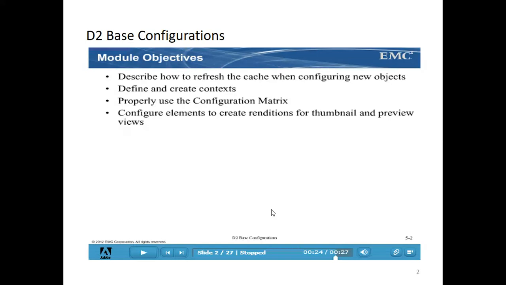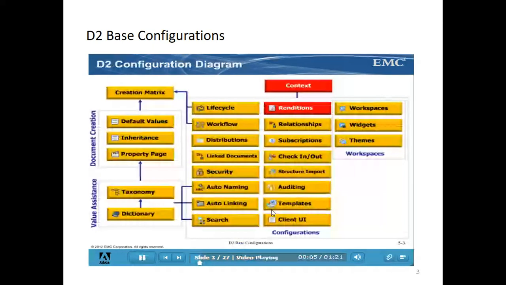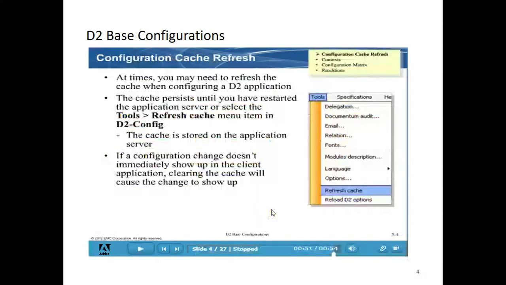Next, configure elements to create renditions for thumbnail and preview view. For example, if you want to open a document, you quickly want to review what is in that document with the help of thumbnail or preview view. In the index itself, we want to know what content is inside. In order to view that, you need to do a rendition, right? So let's see how to create a rendition. In this topic we are going to cover the context and rendition. Remaining topics we will see in upcoming sessions.